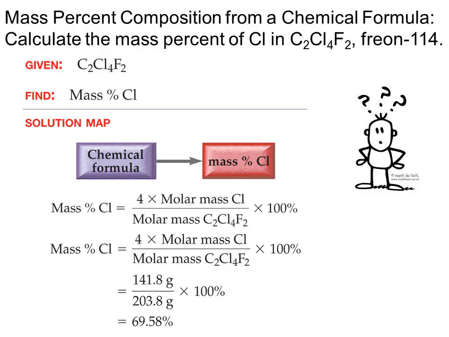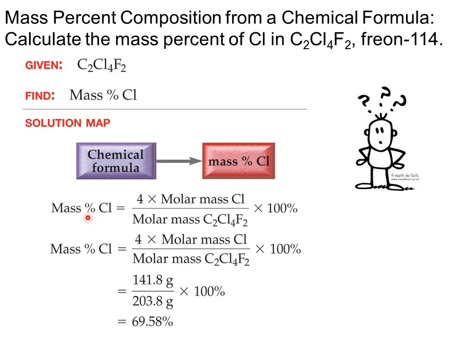Mass percent from a chemical formula. Calculate the mass percent of chlorine in this Freon 114. So you're given the formula and you want to know the mass percent. So you're going to use the chemical formula to convert to the mass percent.